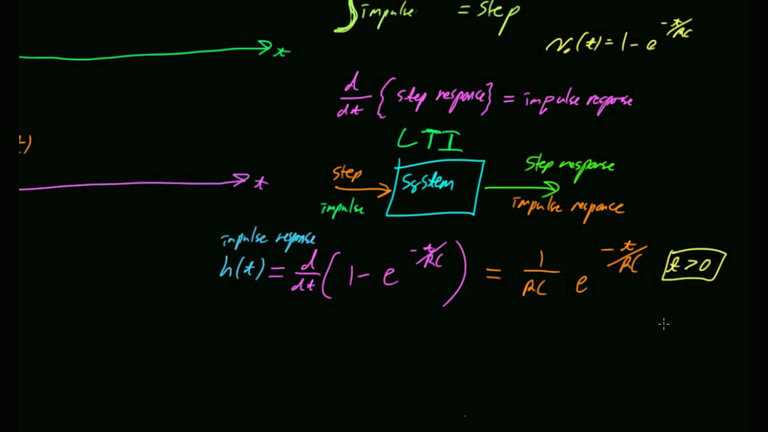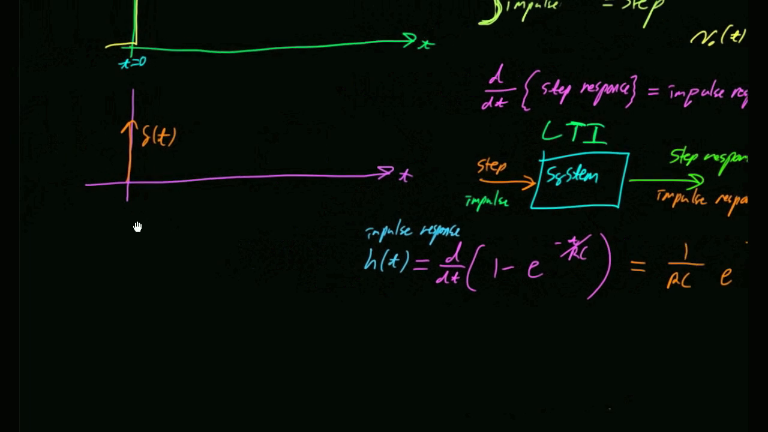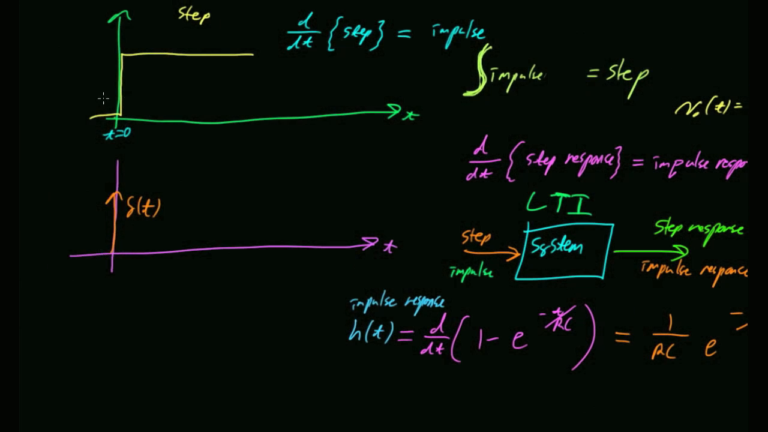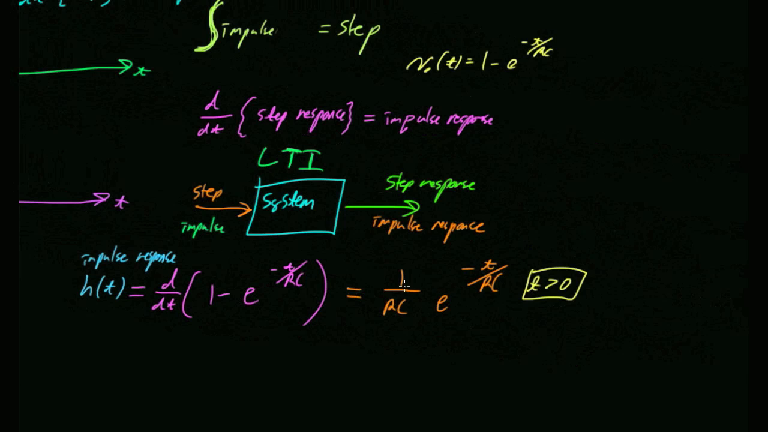The switch is still not turned on yet. The impulse was 0 for negative time, so if there was no input, there was no output. Then at t equals 0, you kick the system with an impulse, and this is the system's response to that impulse that started at t equals 0. So yeah, it's only for positive time.